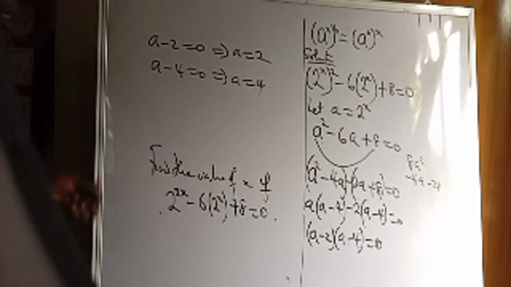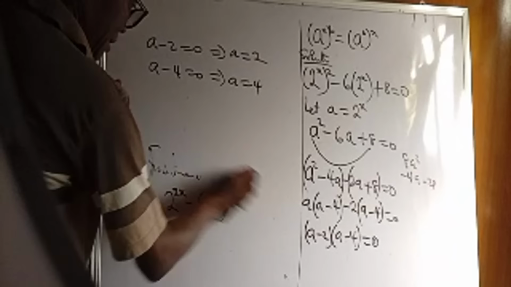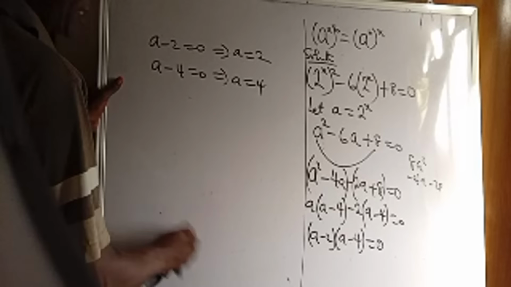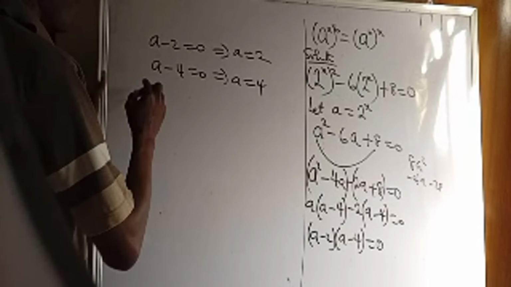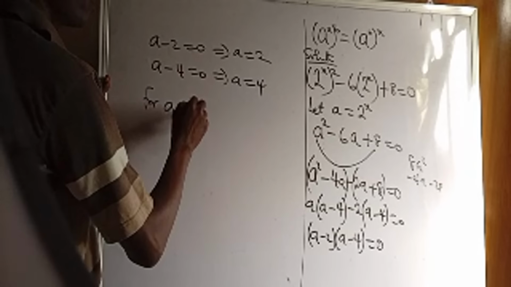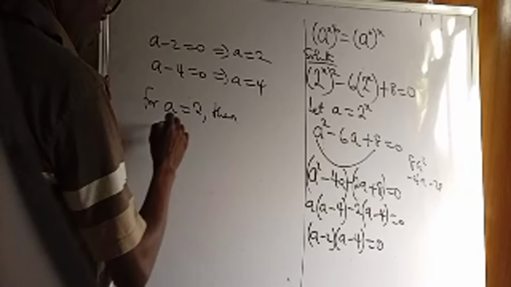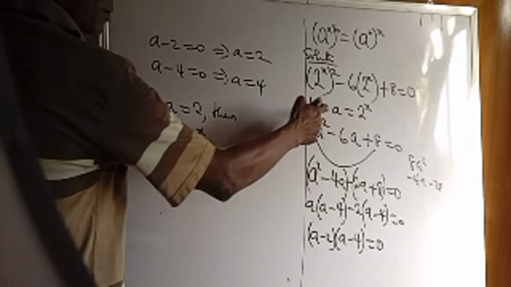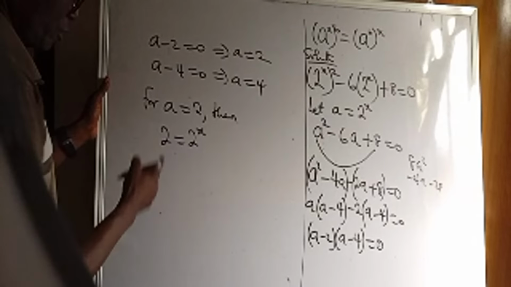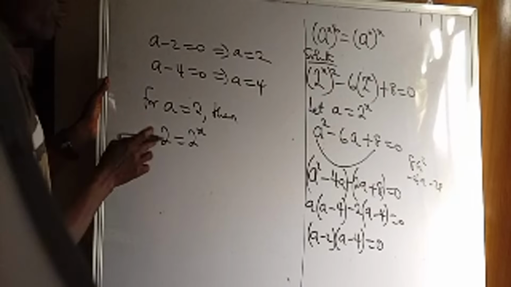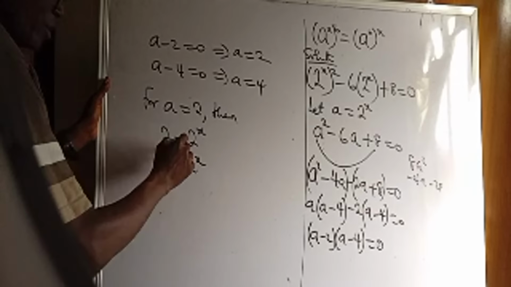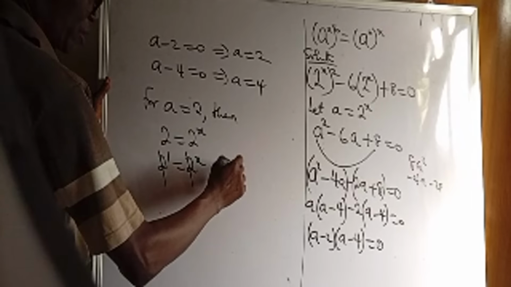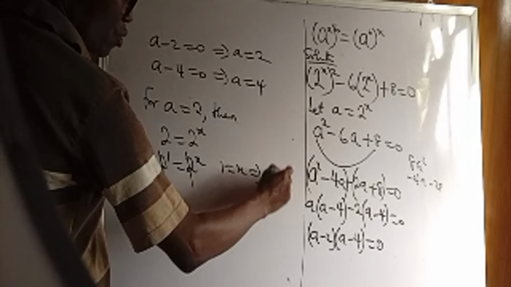Good. Don't forget, the question asks us to find x, not a. It is x that we are asked to find. But remember, a is not in the equation, so now return our a. A is equals to 2. Then 2 will equal 2 raised power x. So now put substitution. 2 raised power 1 equals to 2 raised power x. So the base here will cancel the base here. So 1 is equals to x, which implies x is equals to 1.